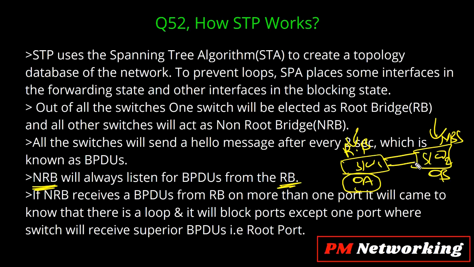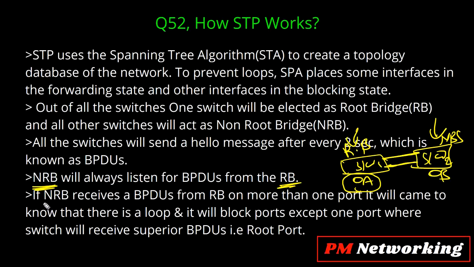Suppose we have 2 links between switch 1 and switch 2. Now a non-root bridge switch will never send BPDU, it always listens for BPDU. At the first time, switch number 2 will also send BPDU, because it doesn't know who the root bridge is. When switch number 2 comes to know that switch number 1 has the lower MAC address and best bridge ID, it knows that switch number 1 is the root bridge, and now it will only listen for BPDU.